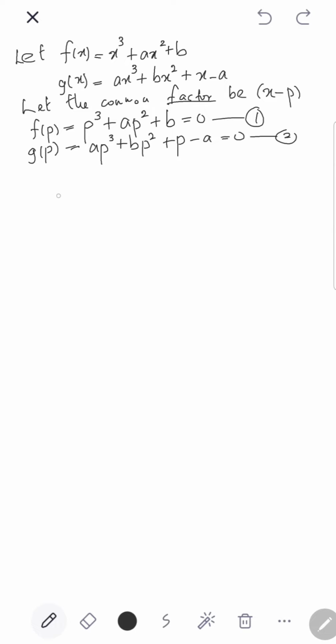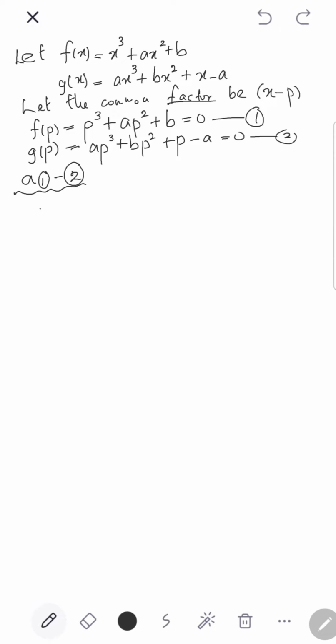Now we have to simplify these, simultaneously solve such that the p cube terms get cancelled, because in our given third equation there is no x square term. So we have to cancel out the p cube terms. For that we have to multiply the first one with a, and then subtract the second equation from it.